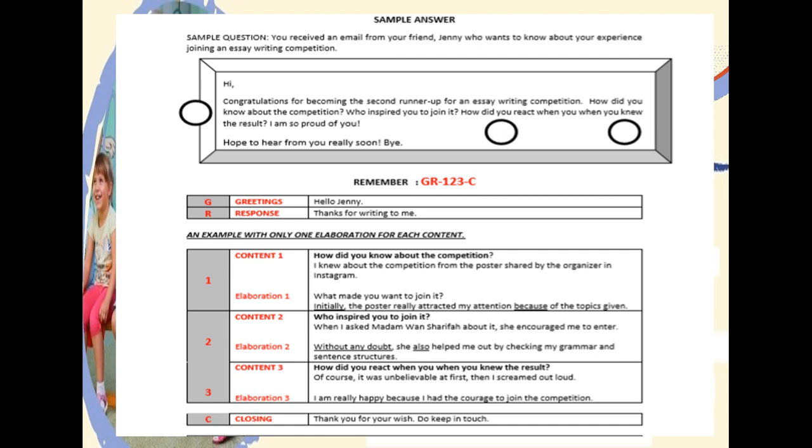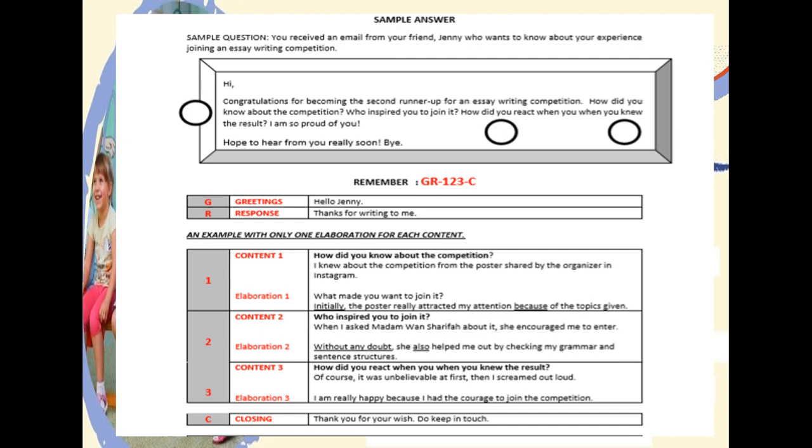Okay, we start with G, greeting: Hello Jenny. Then the response: Thanks for writing to me. And then the content. Content number one: how did you know about the competition? I knew about the competition from the poster shared by the organizer on Instagram. And the elaboration, what made you want to join it? Initially, the poster really attracted my attention because of the topics given. That is enough for content one.